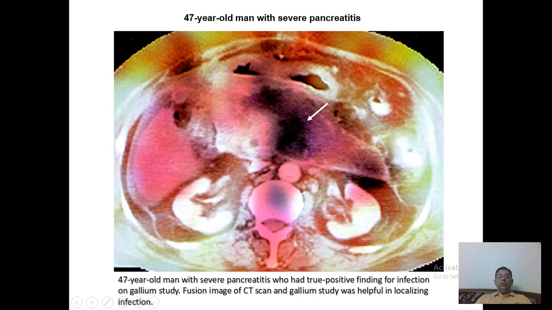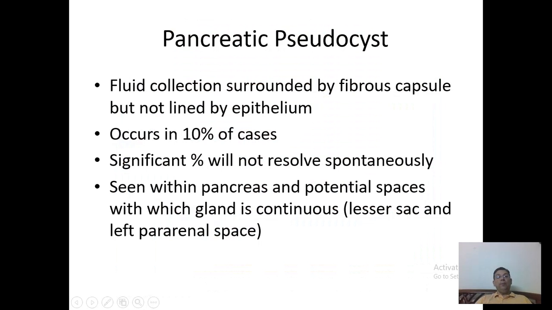Now you can also do a CT scan with gallium. It can localize infection, and you can see there is this necrosis going on, and this patient may require dealing with this necrosis, maybe even with interventional radiology.